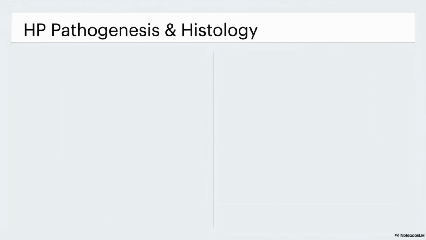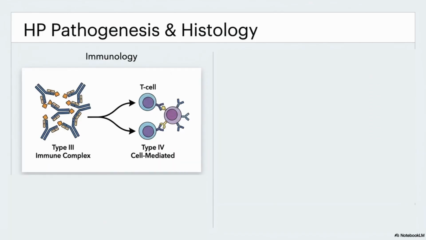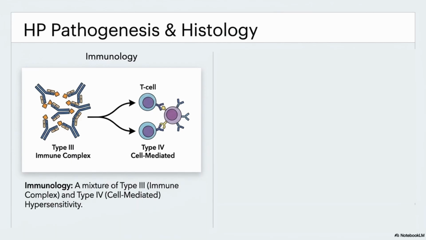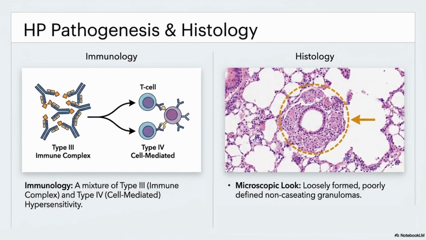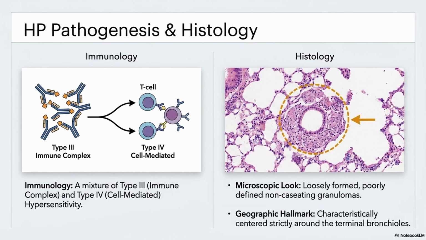For HP pathogenesis and histology, the immunology is unique. It is a mixture of type 3, which is immune complex, and type 4, which is cell-mediated hypersensitivity. When we take a microscopic look at the histology, we see loosely formed, poorly defined non-caseating granulomas. The geographic hallmark of these granulomas is that they are characteristically centered strictly around the terminal bronchioles.